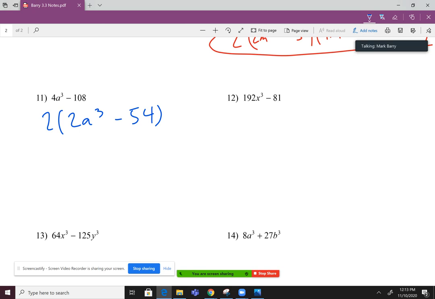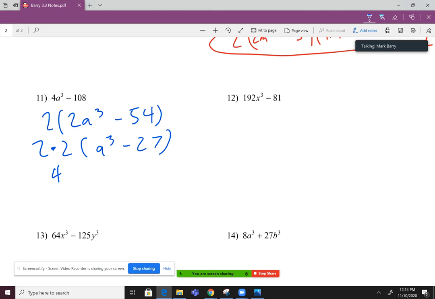But check this out. Are those both insides still even? Yes. And so that means that I can take out another 2, okay? So I have the 2 I took out already. I'm going to take out another 2 and divide it by 2 again. So that means outside now I have a 4.